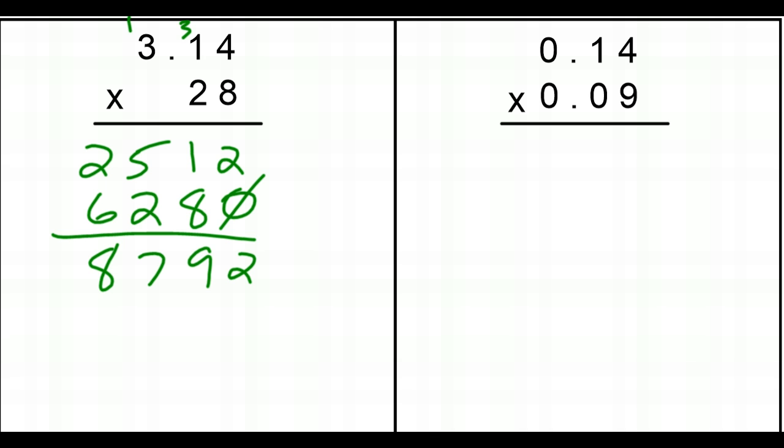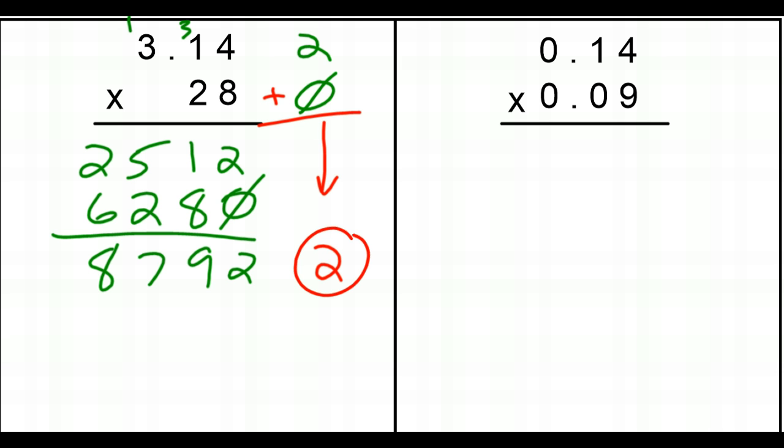8,792. Now we have 2 decimal places here. We have 0 decimal places in 28, add them together, that means we should have 2 total decimal places, 1, 2, 87.92. 87 and 92 hundredths.